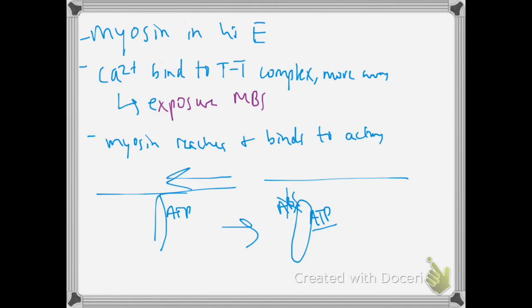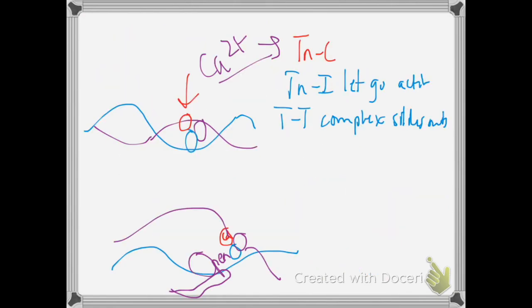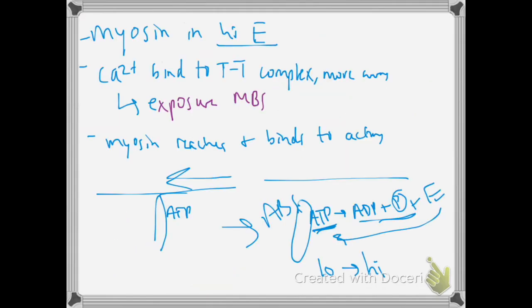Now, this is ATP, this isn't ADP. I split my ATP into ADP plus a phosphate plus energy. I can use this energy to make this go from the low energy configuration to the high energy configuration. Now that this isn't filled with ATP, it's filled with ADP and phosphate, that means that this actin binding site gets exposed again. And since I'm in this high energy configuration and I have exposure of this binding site, I can reach up and bind and grab.